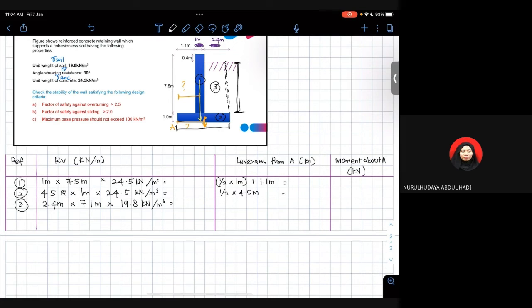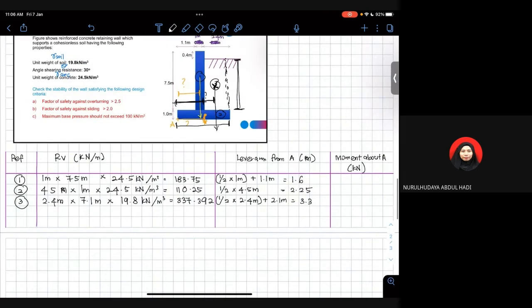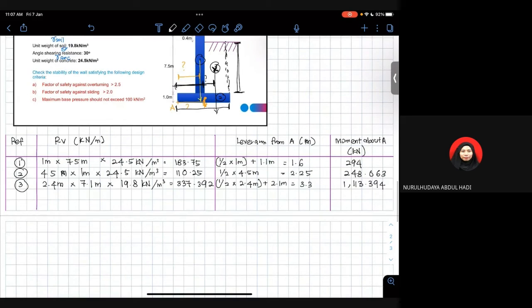Number 3, centroid dia dekat tengah-tengah this rectangle. Dia going down like this. So distance dia akan jadi ini. 1/2 darab 2.4 meter plus 2.1 meter. Dan dapatkan moment darab je force dengan lever arm from A. Totalkan semualah. Total RV and total stabilizing moment.